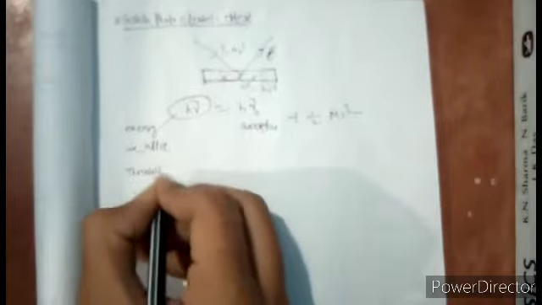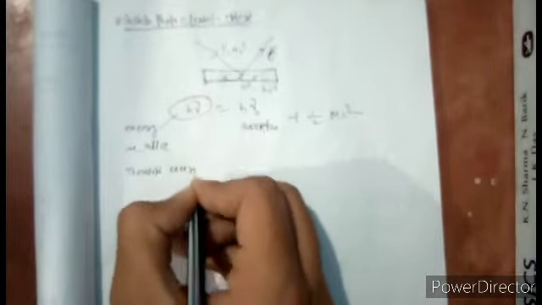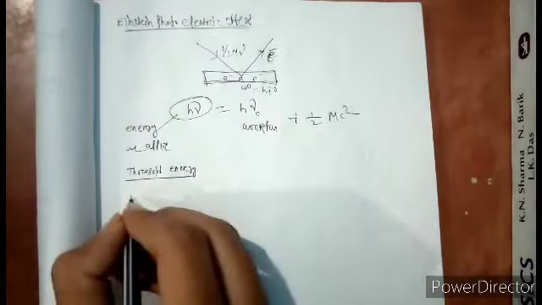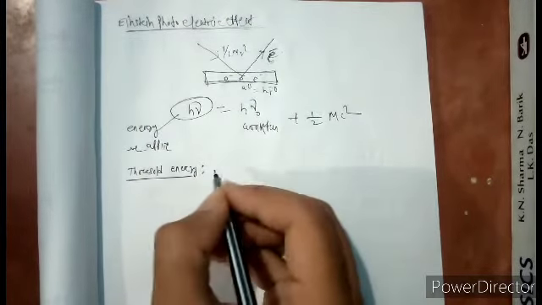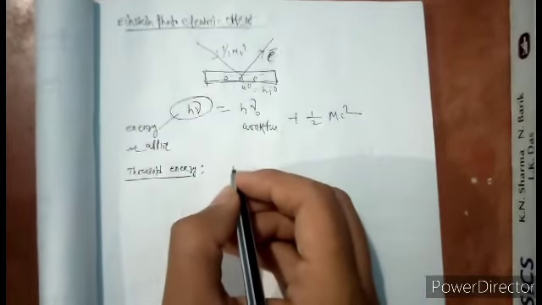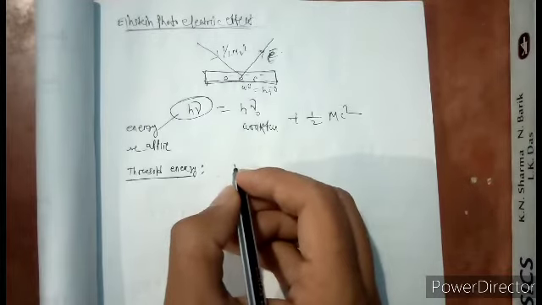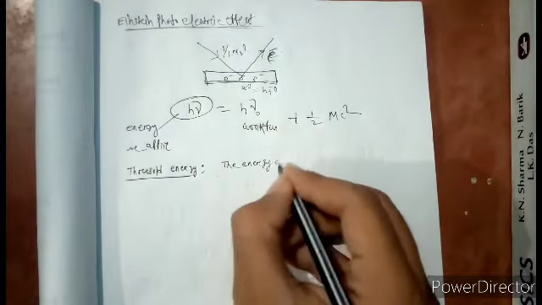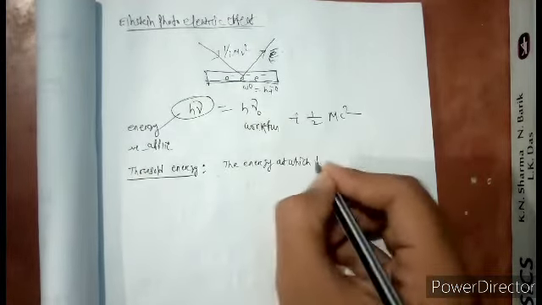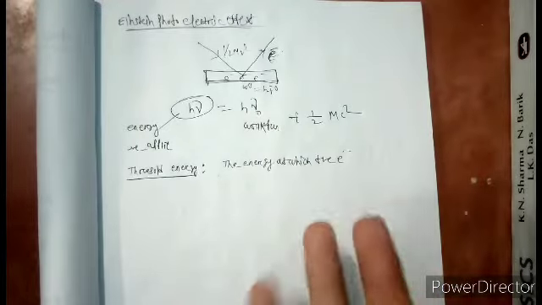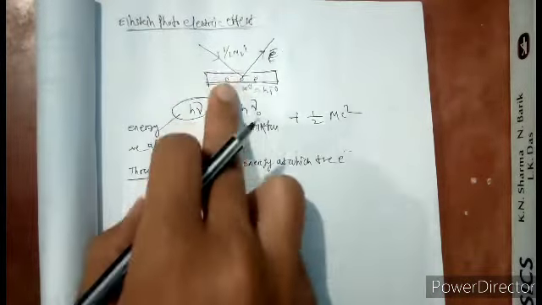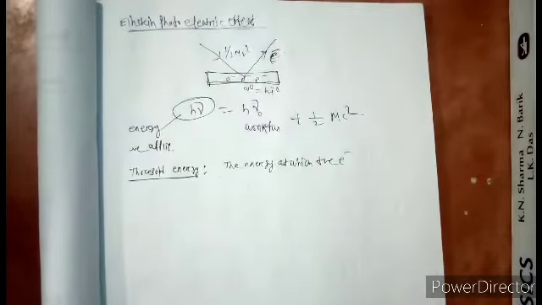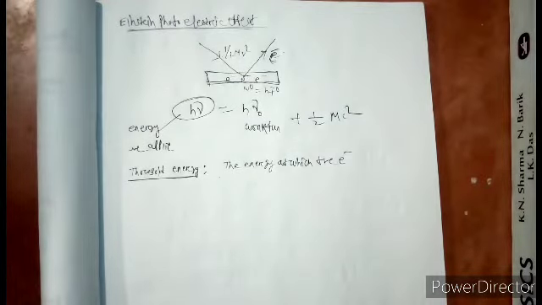Then come to the topic of threshold energy. What is called threshold energy? The energy at which the electrons are removed from the surface of the metal is called threshold energy.